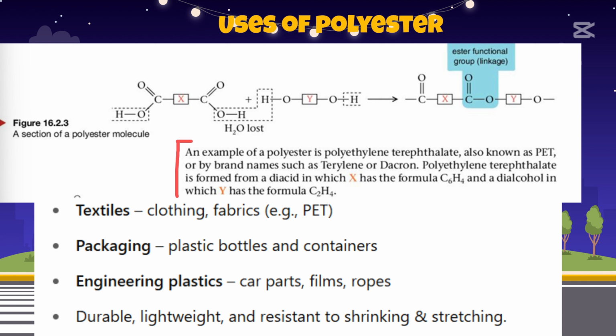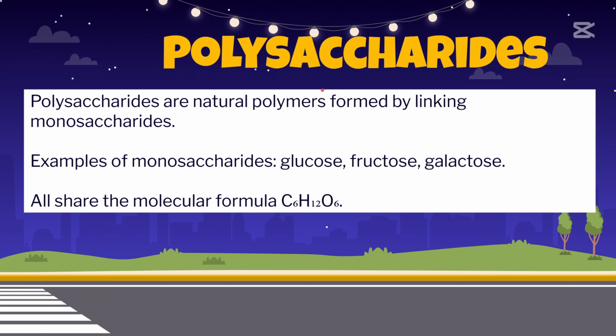Right. An example of polyester is polyethylene terephthalate, also known as PET, or by brand names such as Terylene or Dacron. So the polyethylene terephthalate is formed when a diacid in which X has the formula C6H4, which is 6 carbons and 4 hydrogens, and the diol in which the Y is C2H4. That's how we make our polyethylene terephthalate. You can look up how that looks, but it's mainly found in fabrics.